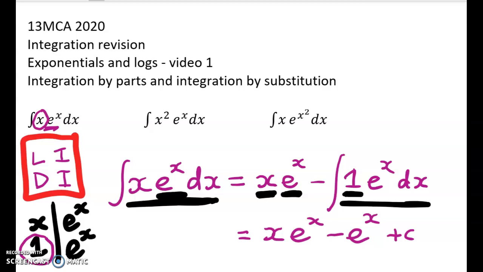Okay, let's have a look at the second one, which is this integral. Again, the first thing that I'm going to check is that I've got e to the power of x, and its derivative is e to the power of x. So this x squared here is going to make things worse. So it's a good candidate for integration by parts.